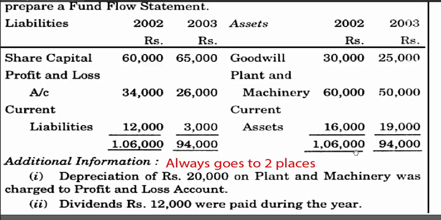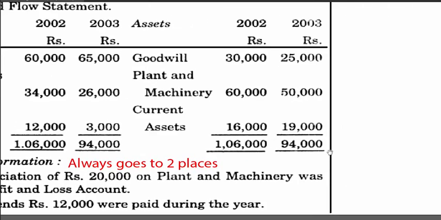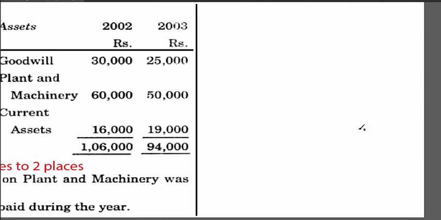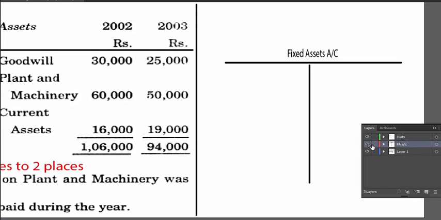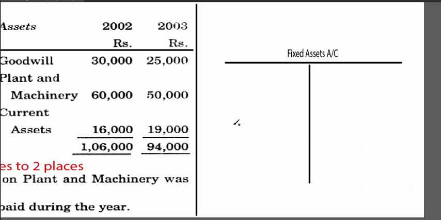So we need to open a plant and machinery adjustment account, or a fixed asset adjustment account. So I'll just open that here. This is a fixed assets account, and we'll put the opening balance. Fixed assets, all assets have a debit balance, so the opening balance will come on the debit side. Opening balance, that is 60,000.